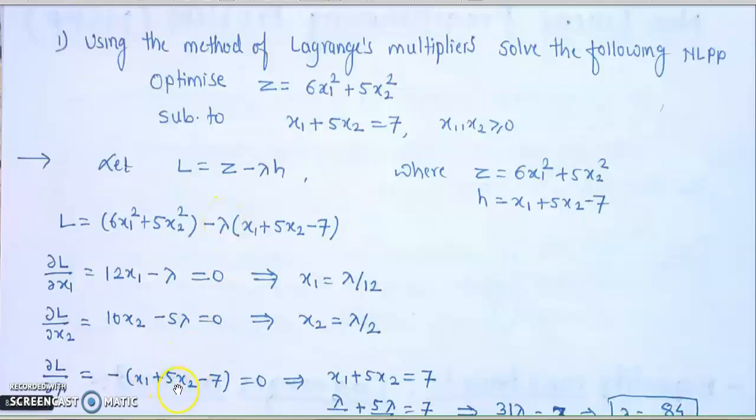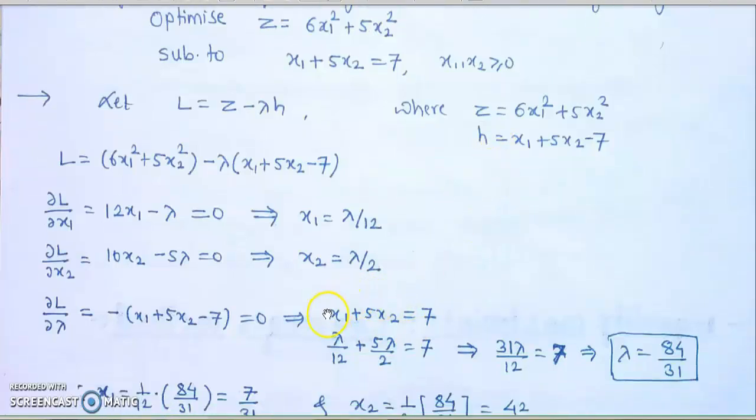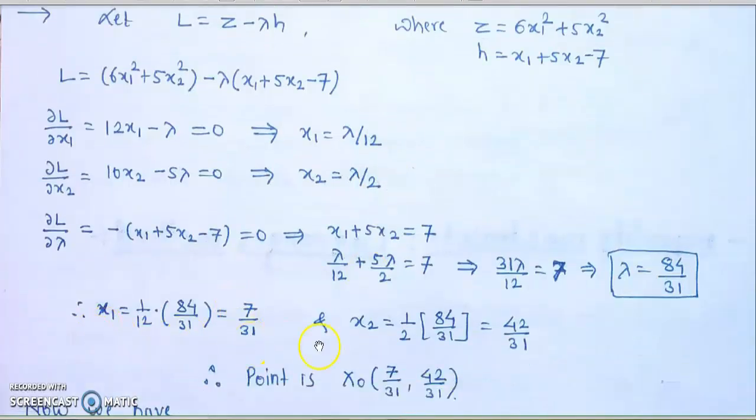So we get only x1 plus 5x2 equal to 7, which was our h condition. This equation contains x1 and x2 only, and we have x1 and x2 in terms of lambda. So if you put these values here, we get the lambda value. Once we get the lambda value, we can obtain the actual x1 and x2. So we get 7 by 31 and 42 by 31 respectively. So the corresponding point is x0 at (7 by 31, 42 by 31).